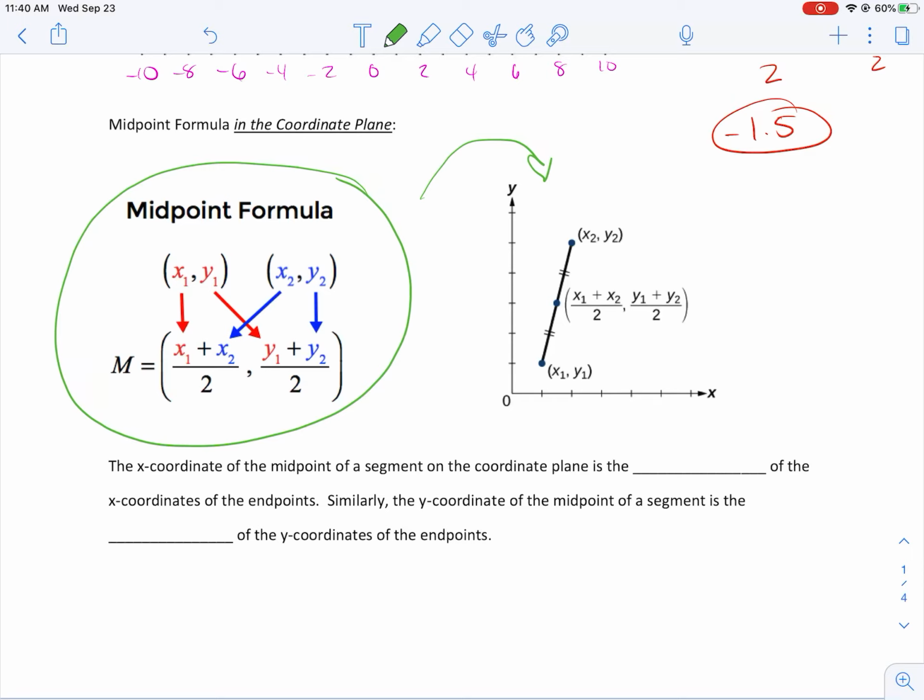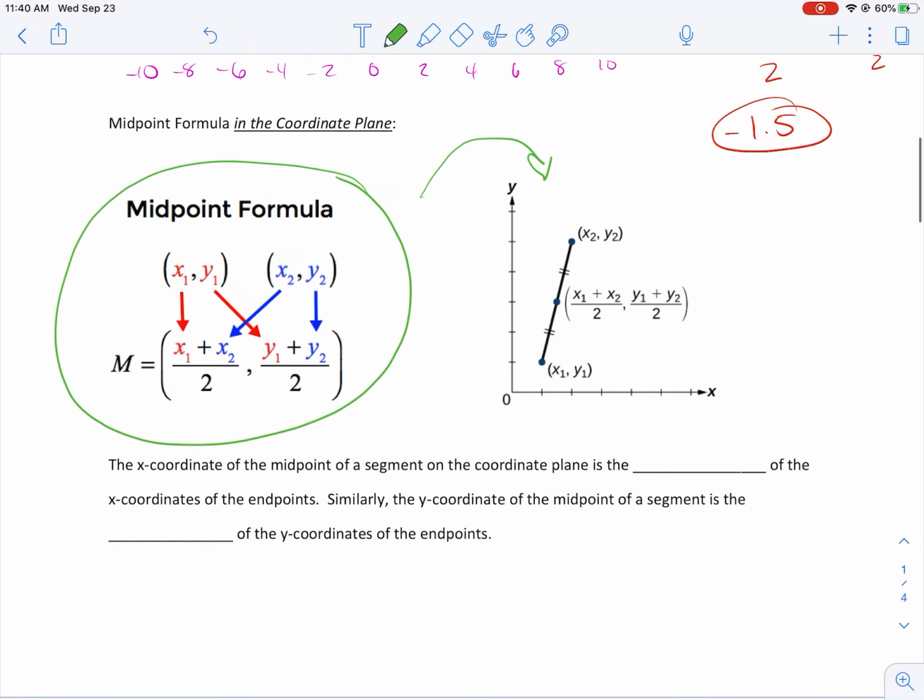So let me further write this down here. It says the x coordinate of the midpoint of a segment on the coordinate plane is the average of the x coordinates of the endpoints. Similarly, the y coordinate of the midpoint of a segment is the average of the y coordinates. So what we're doing is we're adding them together and taking the average.